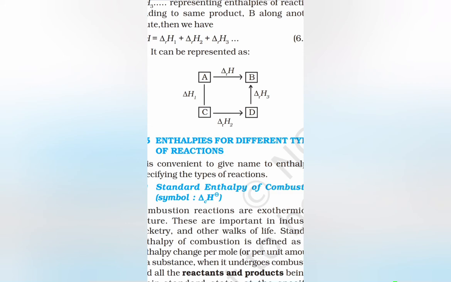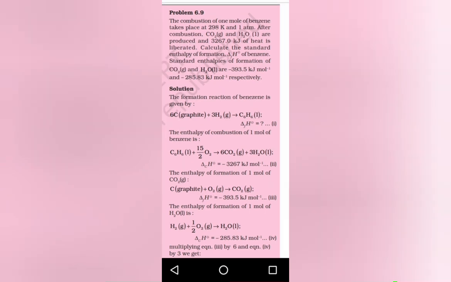Now we have a problem in the textbook, problem 6.8. The combustion of 1 mole of benzene takes place at 298 Kelvin and 1 atm. After the combustion, carbon dioxide and water are produced and 3267 kilojoules of heat is liberated. That is, it's an exothermic reaction. Calculate the standard enthalpy of formation of benzene. Standard enthalpies of formation of carbon dioxide and water are given as minus 285 and minus 393 kilojoules. Okay, so what's the question? We have to find out the enthalpy of formation of benzene.